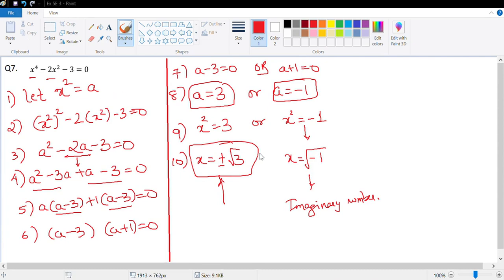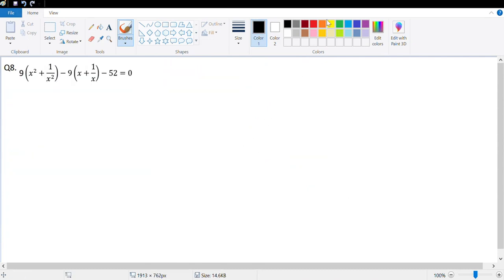The next question that we're doing is question number 8. Question number 8 says 9 times (x square plus 1 upon x square) minus 9 times (x plus 1 upon x) minus 52 is equal to 0. You can put a small star on this question because this question also involves something that we learned in class 9 in the chapter expansions. So let's quickly revise what we learned.